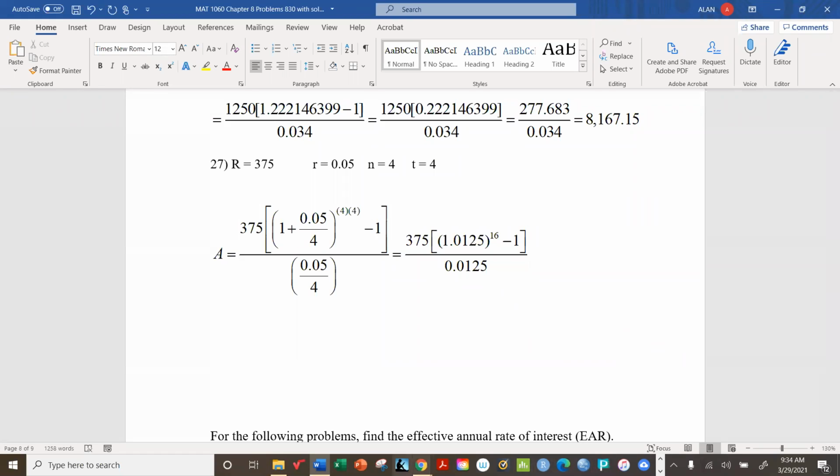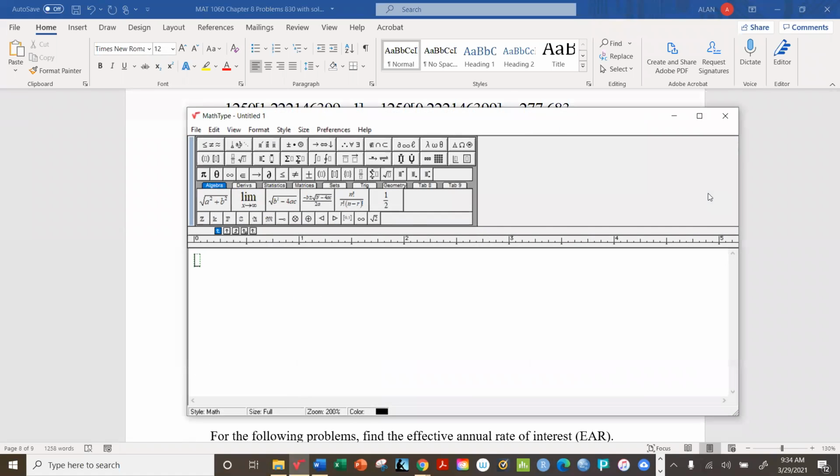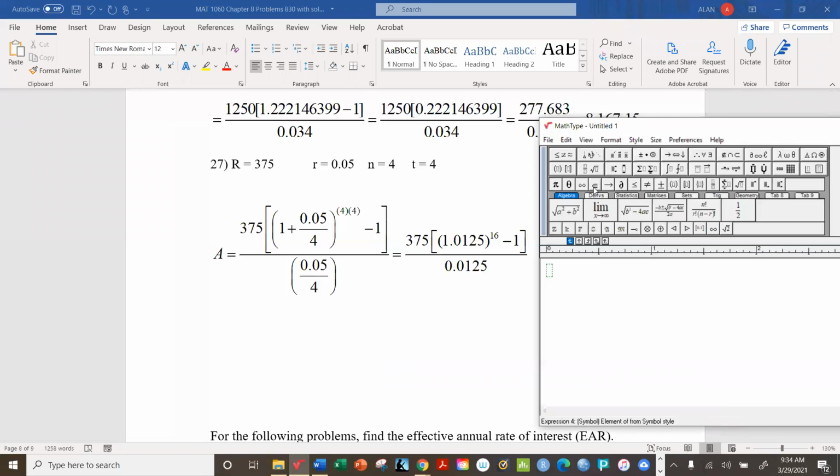Okay, and what do we get? All right, so we have the ratio of 375 in the brackets. 1.0125 raised to the 16th power is equal to about 1.219889548, let's say. All right, and then when you multiply that, or actually, no, sorry, I almost missed the subtraction of 1. That's better.